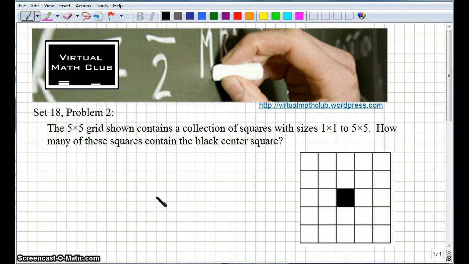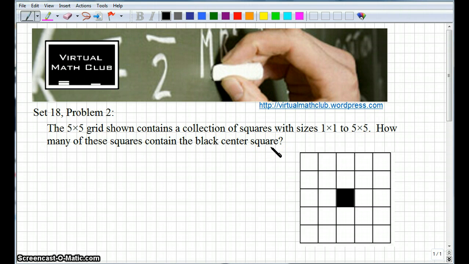In this problem, we have this 5 by 5 grid here, and it's broken up into all these little squares, 25 of them. But there's also 2 by 2 squares, and there's 3 by 3 squares, and there's 4 by 4 squares, and then there's the big 5 by 5 square. And the question is, how many of these squares contain the black center square?